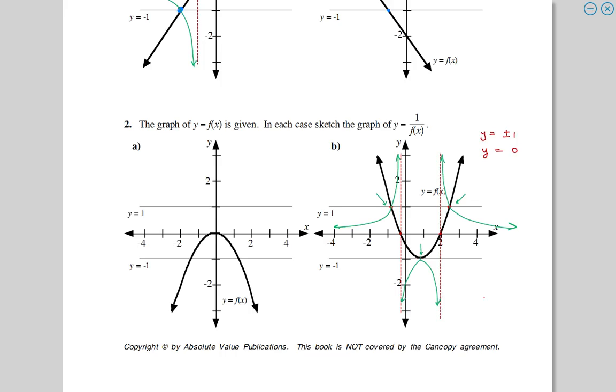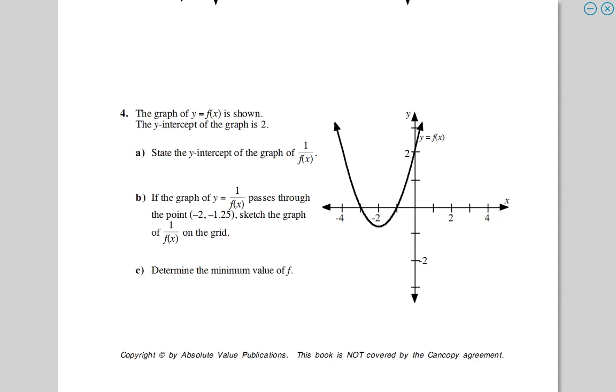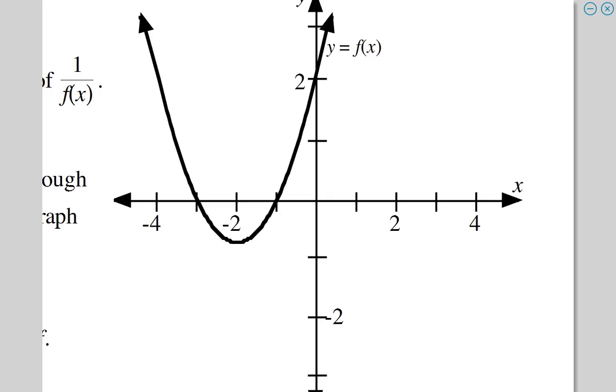Okay, you want to do a different one, right? How about this one? On the quiz? So this one here? Okay. And this one doesn't give you any help at all.